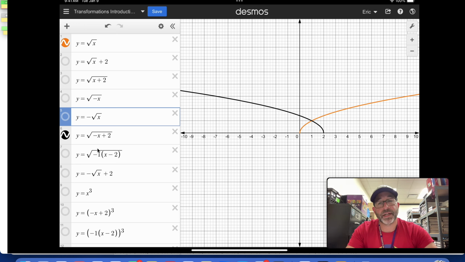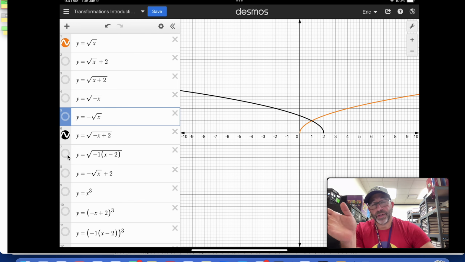And that -1 is going to cause the reflection. And then right here, you see how it says -2. That means it's actually going to go to the right 2. And so when we click on that, you'll see that the blue now covers up the black. And that's actually the exact same function. Okay, you can see that?